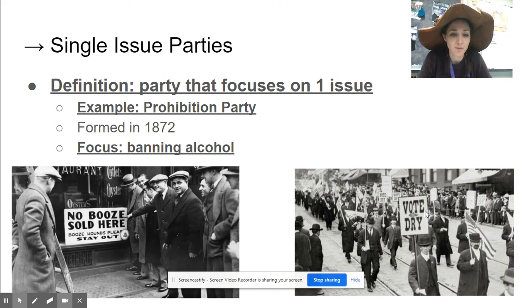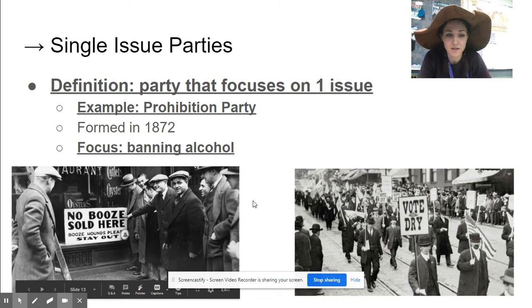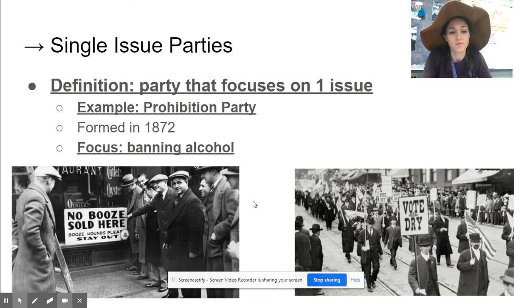So for example, the Prohibition Party, it was formed in 1872 and their focus was just on banning alcohol. Like that's all their platform was all about. Even though they don't win elections, they do make a major difference in politics. The Prohibition Party, for example, was kind of the cause of prohibition in the 1920s, where it was illegal to have alcohol or sell alcohol in the United States.